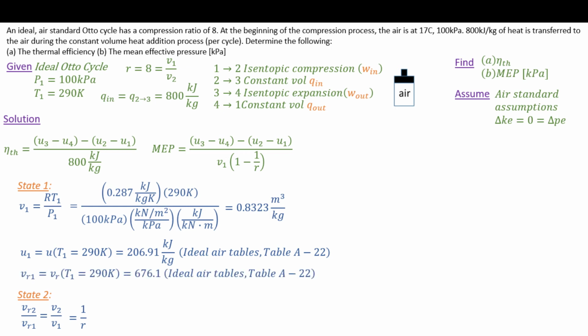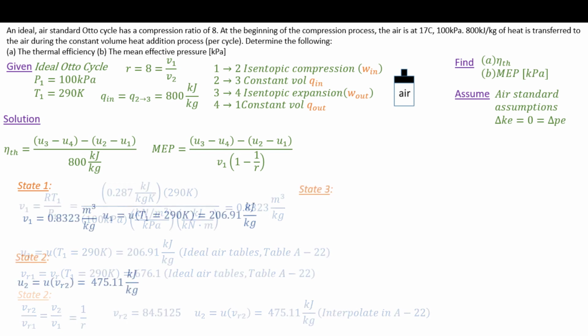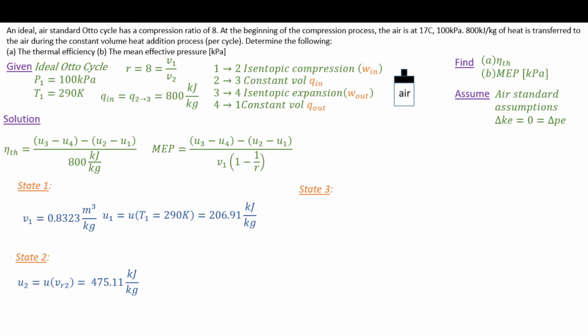So I do need to get vr1 from my ideal air tables for state 1. And when I plug that in, I get my relative specific volume at state 2, 84.5125. And all I need to do is look at my ideal air tables and interpolate for the corresponding internal energy value, u2, at vr2, which is 475.11 kilojoules per kilogram. So that's, once again, A22. Now I need to go to state 3. So I've got all the stuff I need for state 1 and state 2.